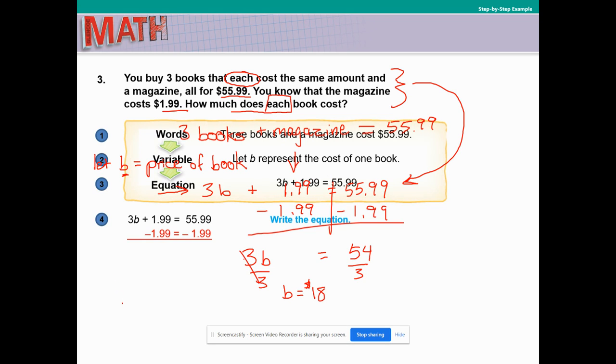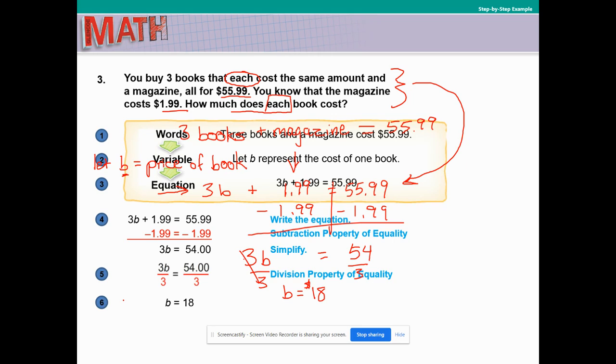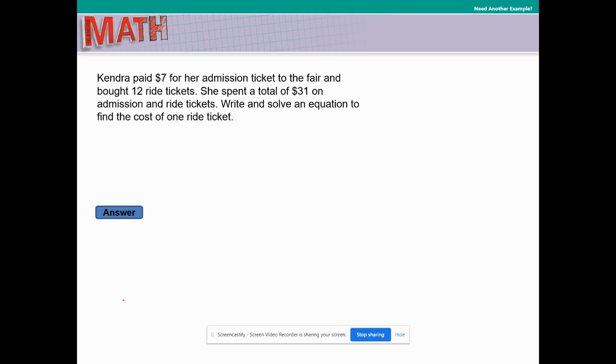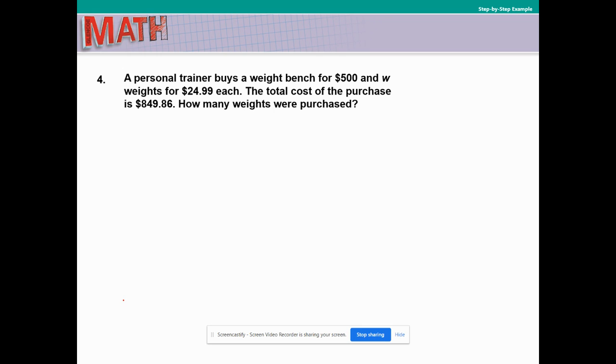Let's go and practice one. So I'm going to skip ahead. If you want a second example of this, very similar, there's example 4 with the personal trainer. Let me get to that. Personal trainer buys a weight bench for $500. So we've got the bench and plus W weights. W, they're telling us what letter to use in this problem. W is it. Weights for $24.99 each. Remember, what does each mean? Multiply. W times $24.99. The total cost, that means total, we're getting to our equals $849.86.